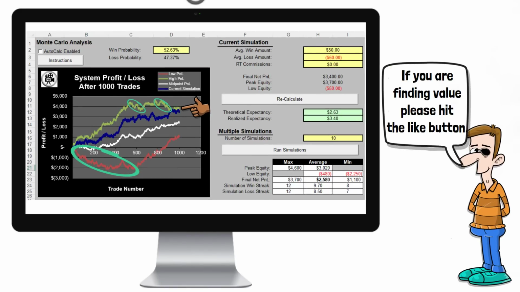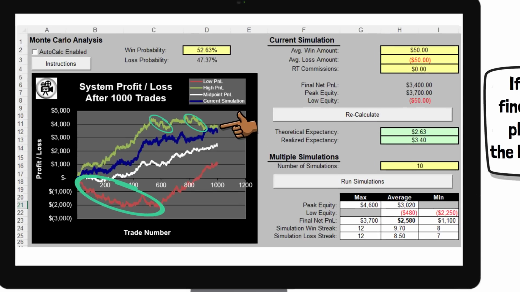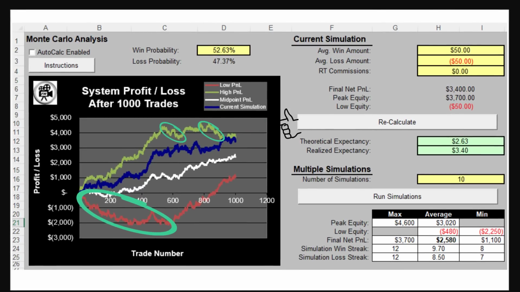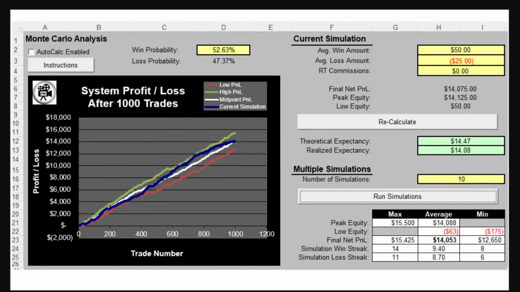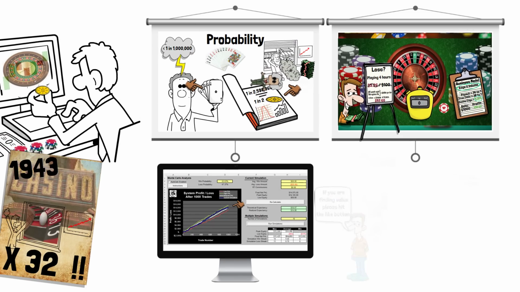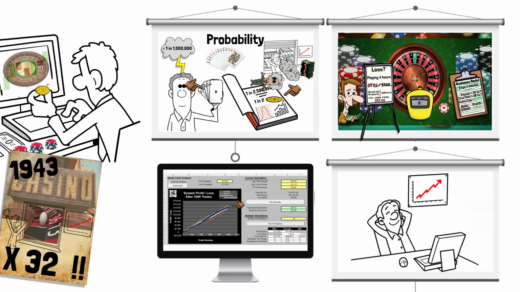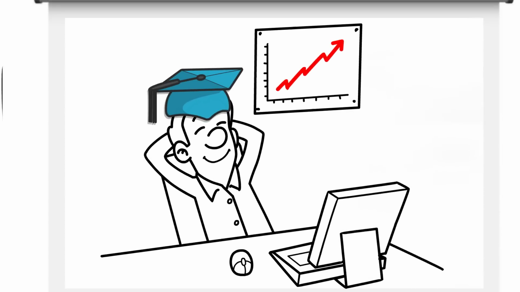The benefit we have as traders over the casino, however, is that we can limit our loss amount relative to the win amount. For example, by achieving a risk-reward ratio of 1 to 2, equal to losing $25 when we lose and winning $50 when we win, the equity profiles look completely different. We cover the importance of risk-reward in more detail in our other videos. Let's look at improving probability to gain an edge in trading.